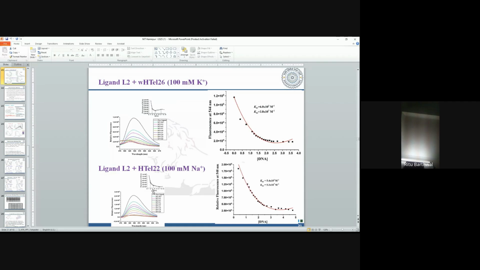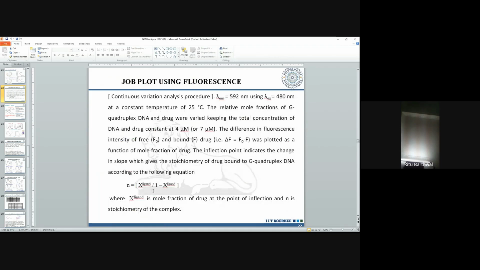And in this case, we got it at 66% only, which means 2:1. So this means with this sequence, we got 2:1 binding. With this sequence, we got 4:2 binding. And we have used a tetramolecular DNA in this particular case. So this is the Job plot which can be used.